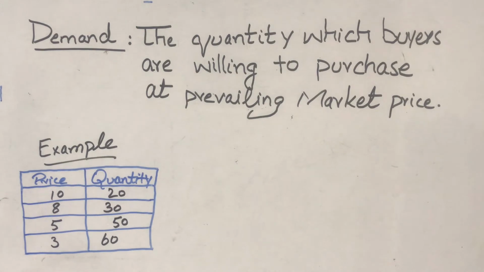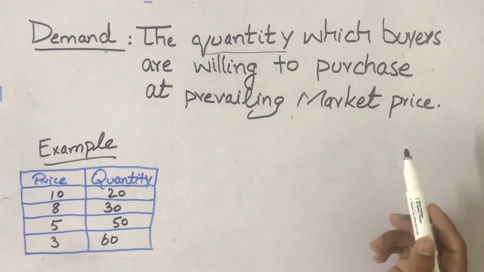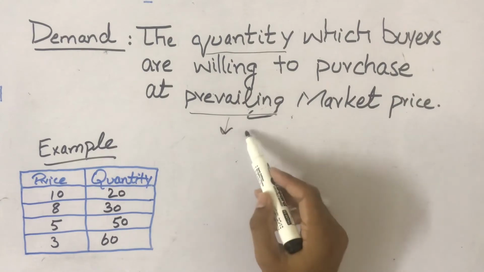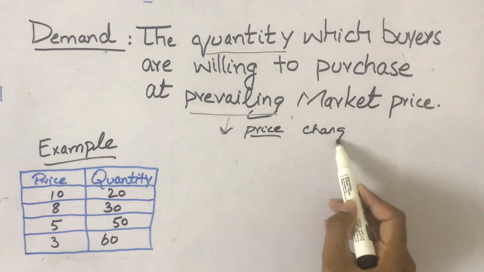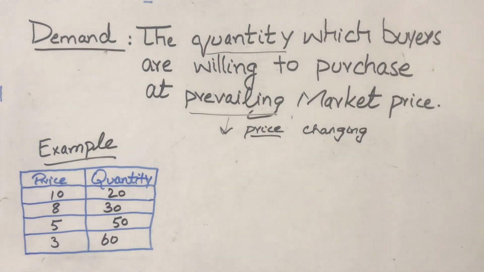Concept of demand within the subject of economics. So basically, first of all, we will define what is demand. The quantity which buyers are willing to purchase at prevailing market price. Prevailing means the price that buyers are going to buy at, which is the market price.